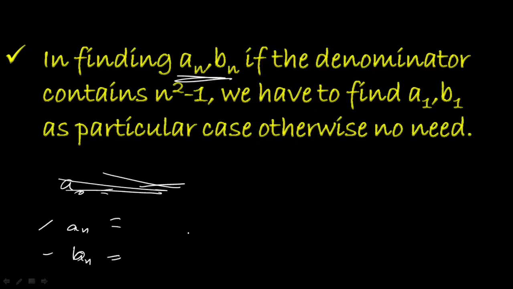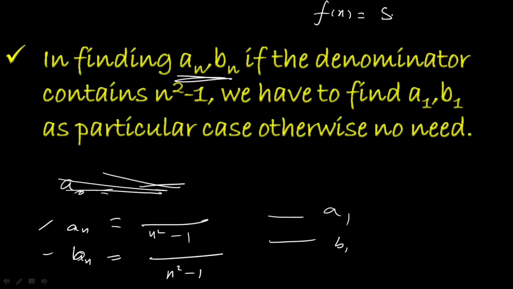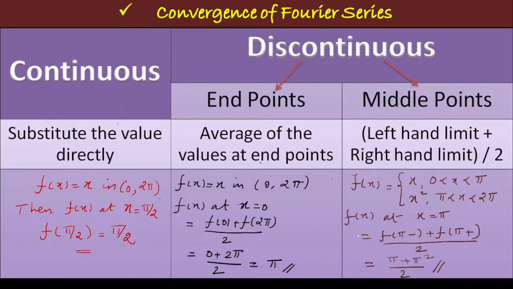Coming to the case of aₙ and bₙ, if the denominator consists of n² minus 1, you have to go for the particular case and calculate the values of a₁, b₁. This holds only for functions involving sin x, cos x. That is, if the given function involves trigonometric functions, then only we have these cases. Suppose a given function involves only algebraic terms, we need not worry about these cases. So if it is so, we have to go for the particular case and calculate the values of a₁ and b₁.